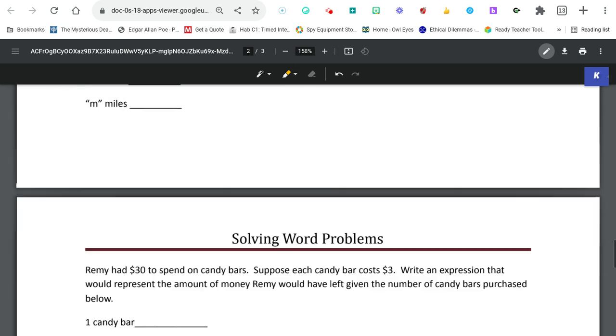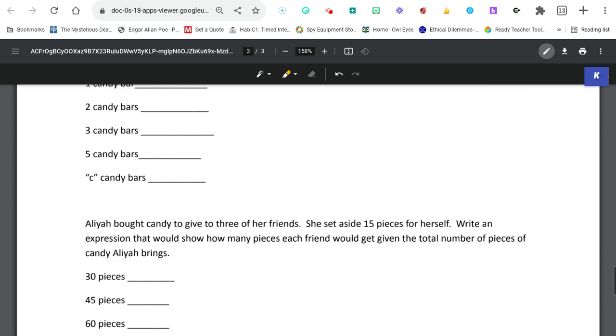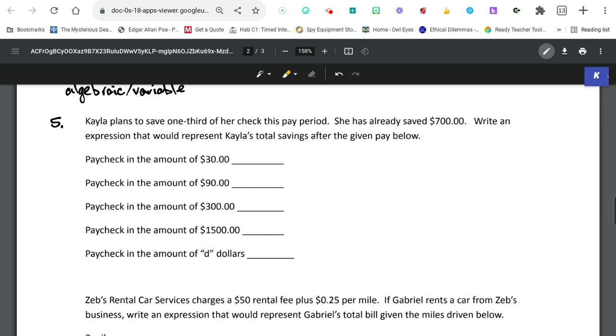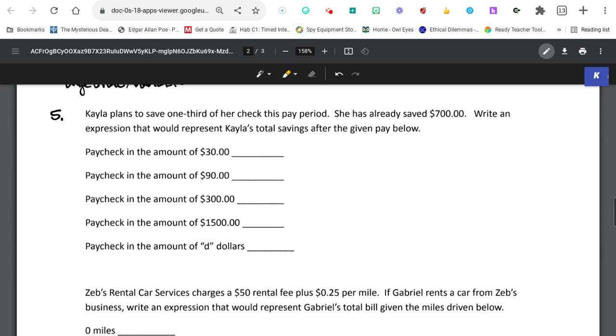Let's take a look at 5. Kayla plans to save a third of her check this pay period. So a whole check would be 3/3 of one whole. She's saving a third and spending actually 2/3. She already has $700 saved. So I want to write an expression that's going to represent her total savings given her pay. Okay. So let's see. If her check is only $30, she's not going to be able to save much.